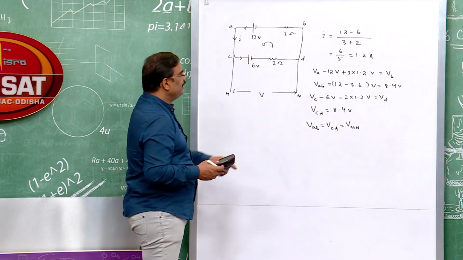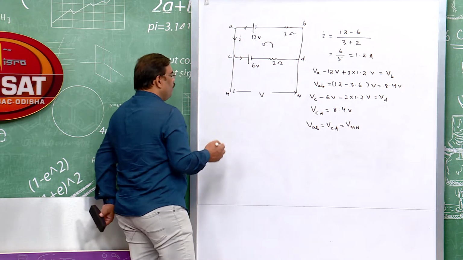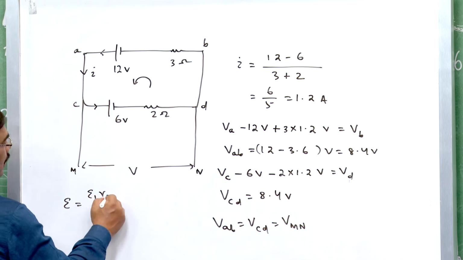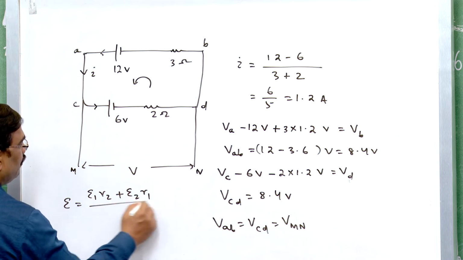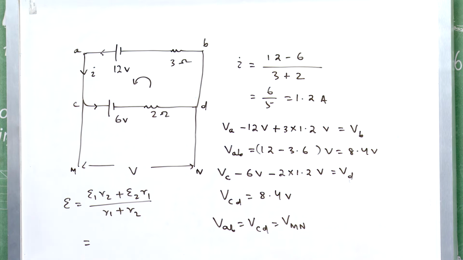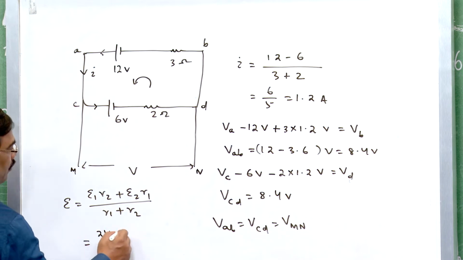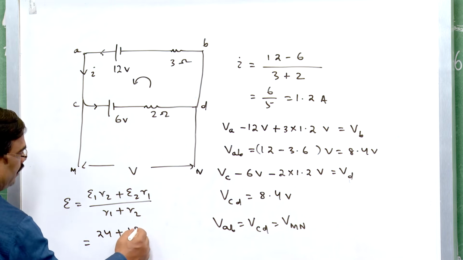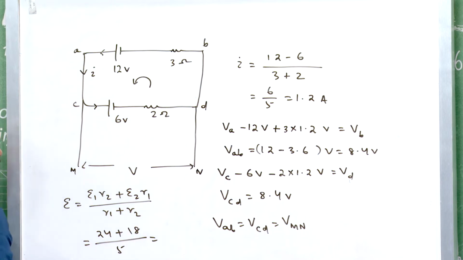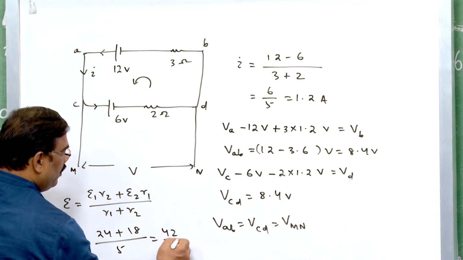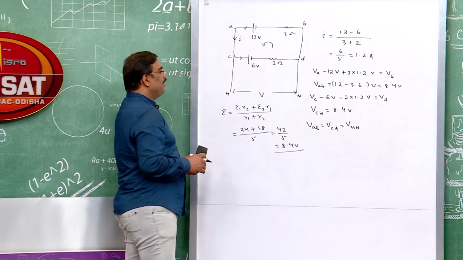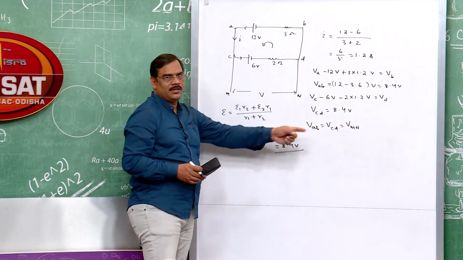Now, let us calculate the same thing by using the formula. What is the effective EMF or E equivalent? E equivalent is E1 R2 plus E2 R1 divided by R1 plus R2. Let us check it out whether it is correct or not. So, it is 12 into 2, 24, plus 6 into 3, 18, divided by 3 plus 2, which is 5. So, it is coming like 42 divided by 5, it is 8.4 volt. Okay. This formula we have derived by using the same principle, Kirchhoff's law.